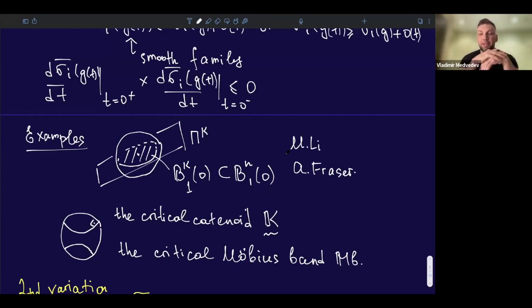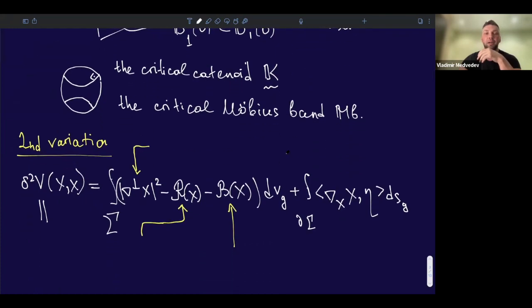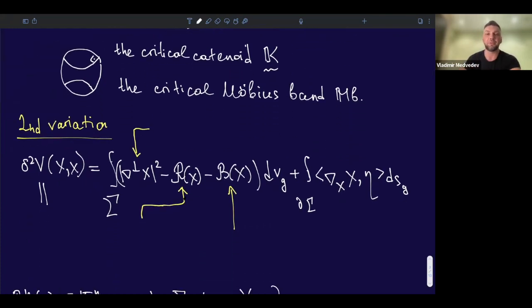But I'm going to consider now the following question. Free boundary minimal surfaces, despite their name, are not points of minima, they are just critical points. How do we work with critical points? We look at the second variation, and then we look at the Morse index of them. Let me recall what the second variation looks like for free boundary minimal surfaces, for free boundary minimal submanifolds more generally.